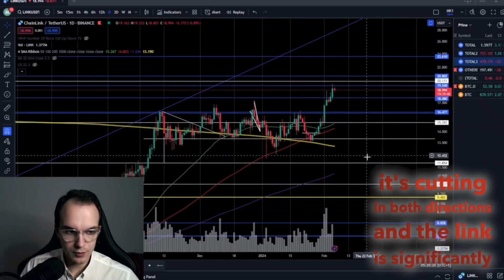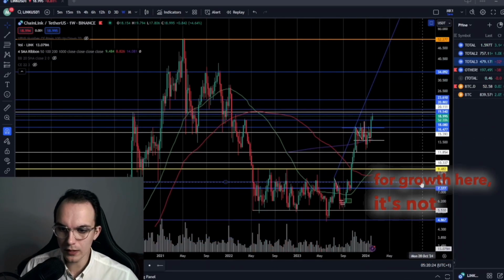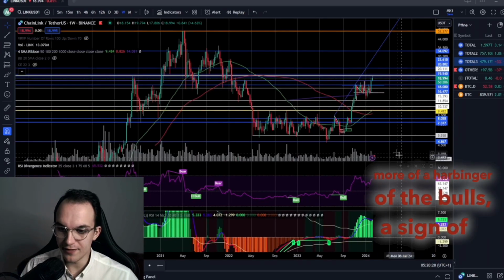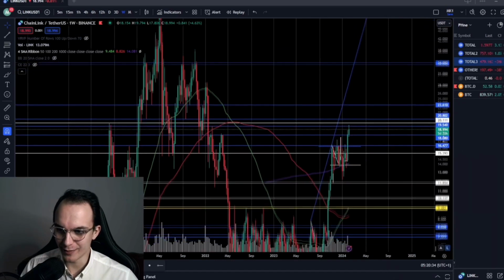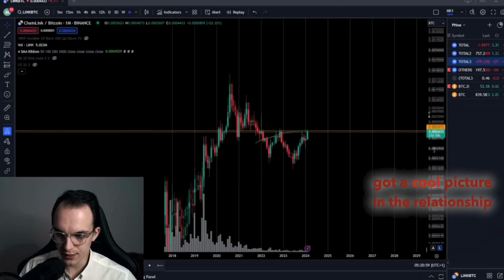And Link is moving significantly well. There's a huge potential for growth here. It's not really market driving, but more of a harbinger of the bulls, a sign of a bull run, not just a bull market, specifically a bull run. I'm saying that because it has a cool picture in relation to Bitcoin.